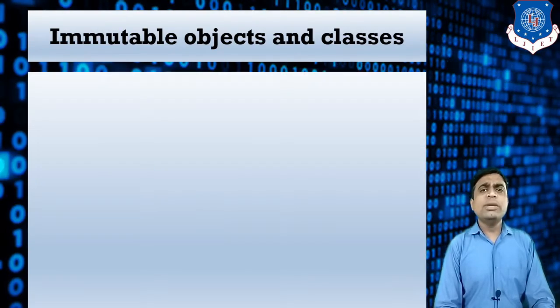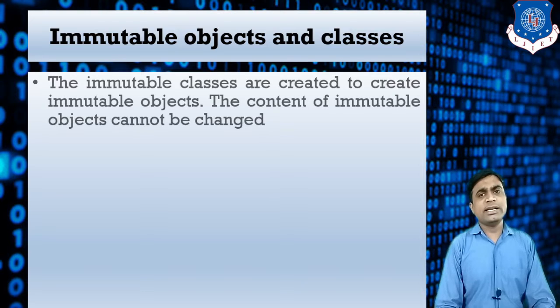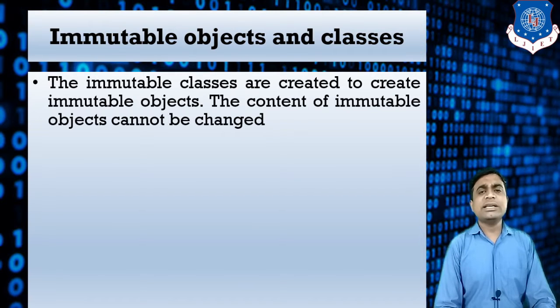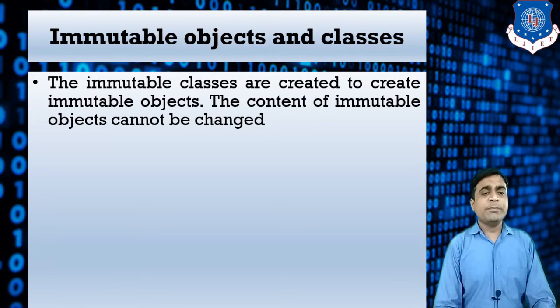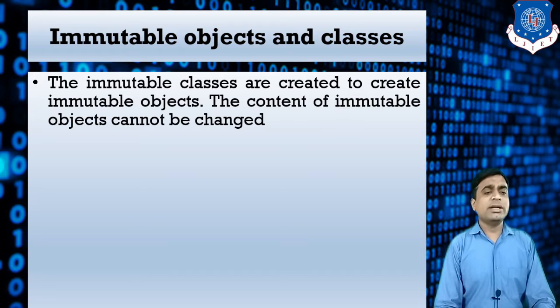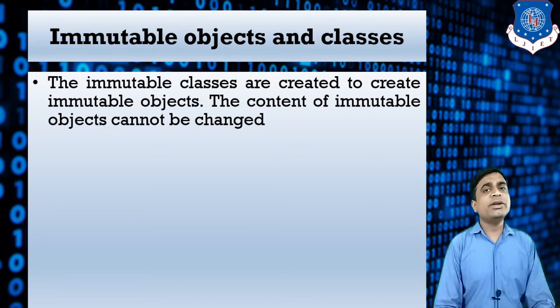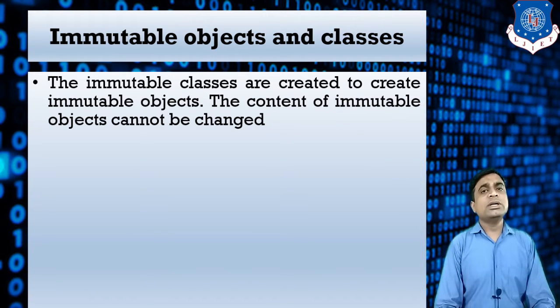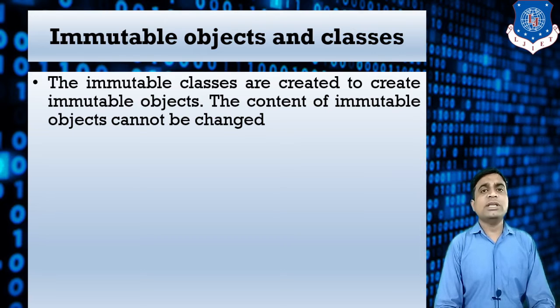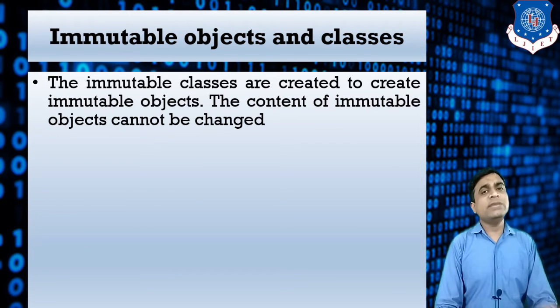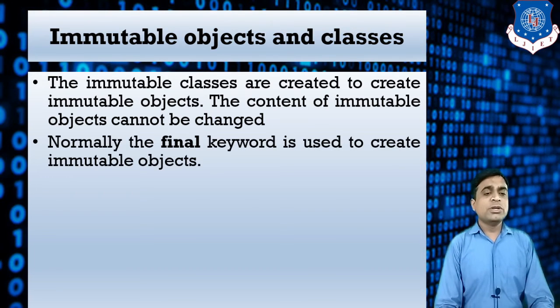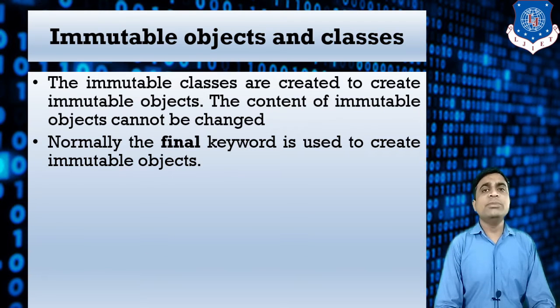So let's start with the first topic, that is the immutable object and class. What do you mean by the immutable object and class? Immutable classes are created to create immutable content or immutable objects. The content of the immutable object cannot be changed. And as I already told you, if you want to create a data member or object that you don't want to change, one keyword is used, that is the final keyword. So the final keyword is used to create the immutable object.